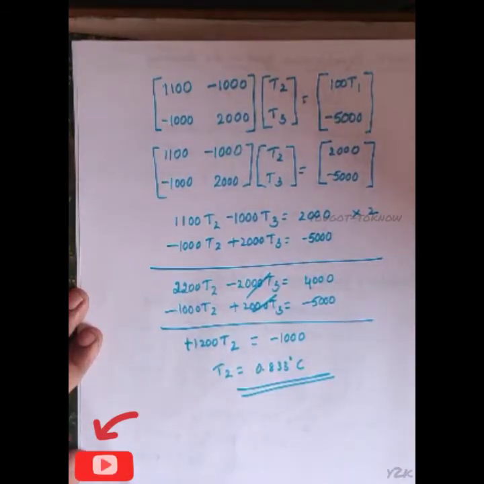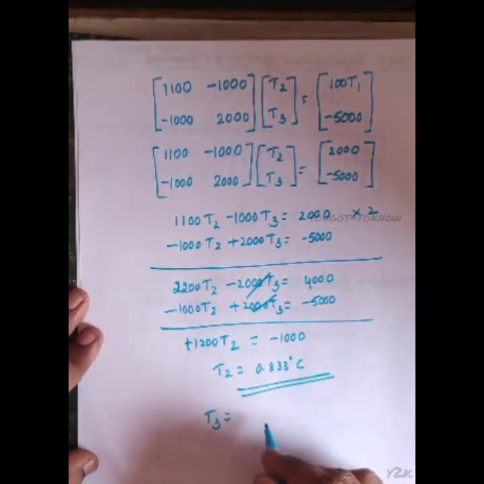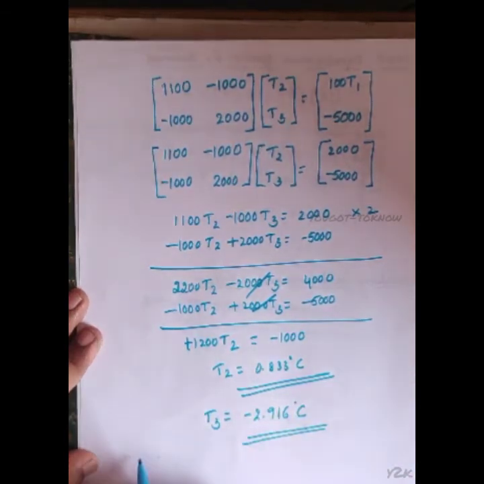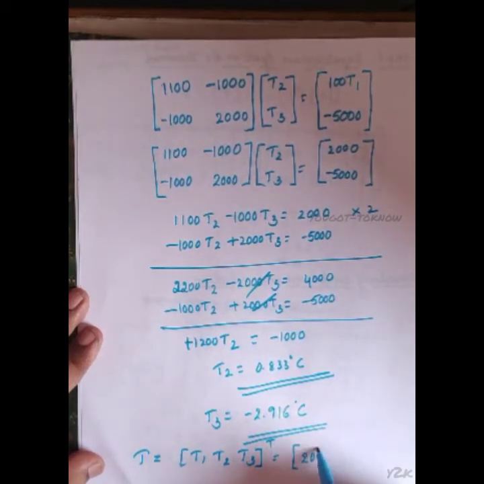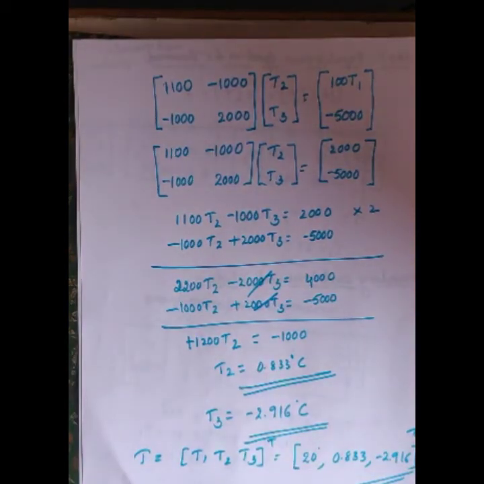If you know T2 equals 0.833 degrees Celsius, substitute in any of the equations and you get T3 equal to minus 2.916 degrees Celsius. Now what is the temperature distribution? T is equal to T1, T2, T3 transpose, because it is row-wise. The values are: 20 degrees Celsius is T1, 0.833 is your second temperature, and minus 2.916 is your third temperature. This is called your temperature distribution across the wall. Thank you.